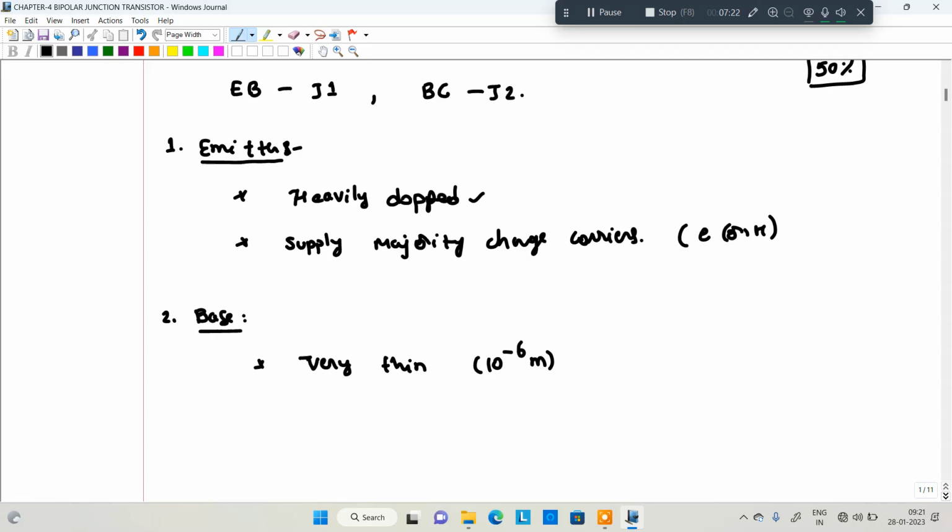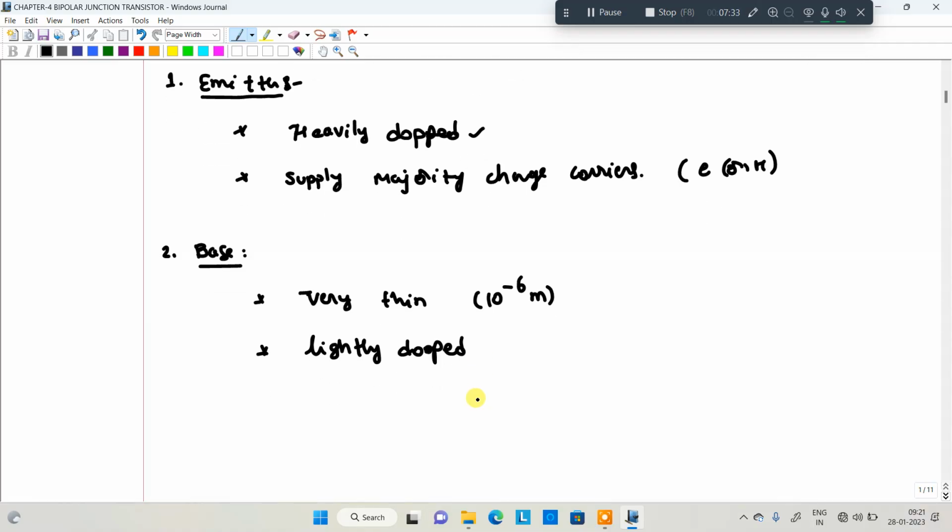Compared to the emitter and collector, it is lightly doped. So this is about the base.